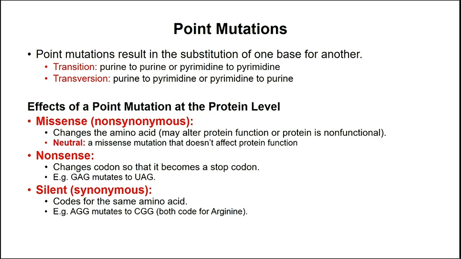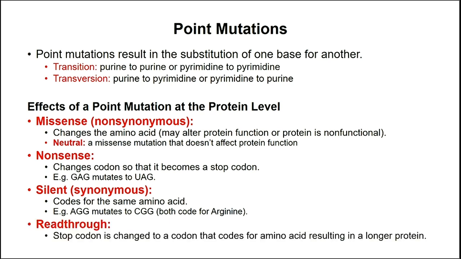Okay, so we have a missense, which is when we change the amino acid to a different amino acid. We have a nonsense, which is when we change the amino acid codon to a stop codon. We have a silent mutation, which changes to a different codon, but it's the same amino acid. And so then the last one would be if we change a stop codon to an amino acid. And so that's what we call read-through. So you just keep on reading right through the end of that amino acid sequence, right? So instead of stopping, we're going to keep going.